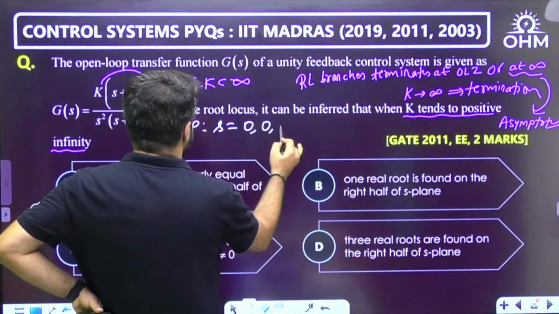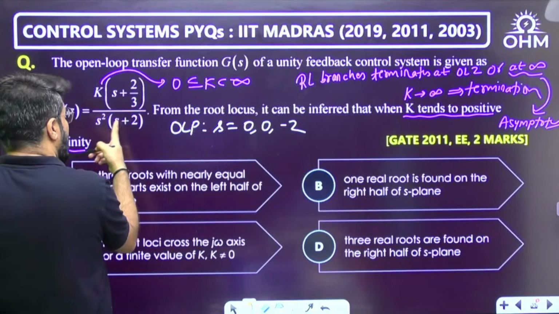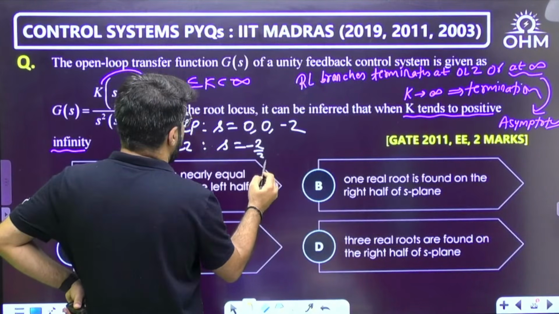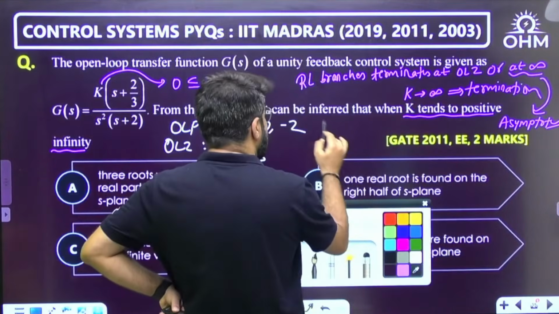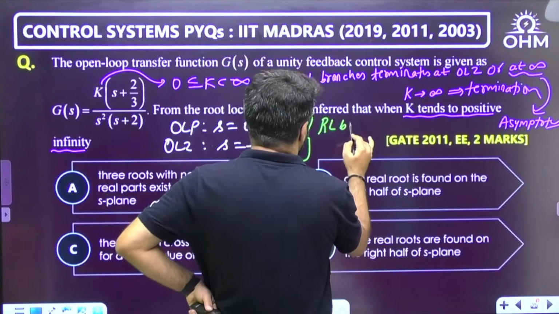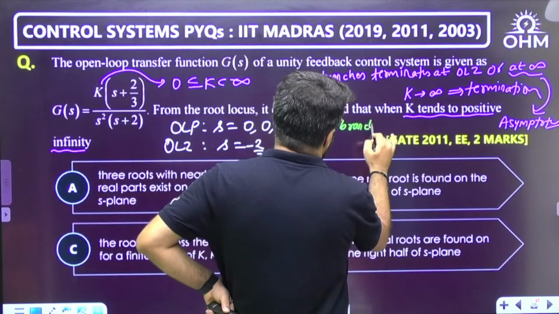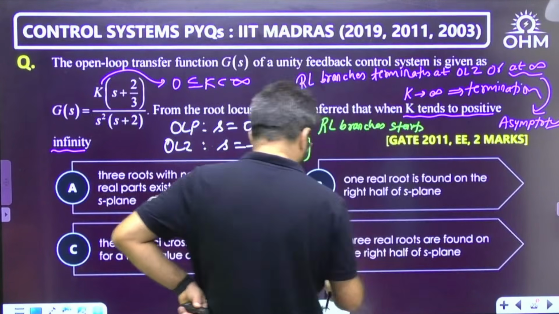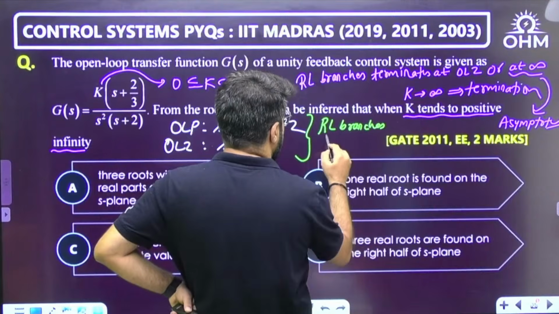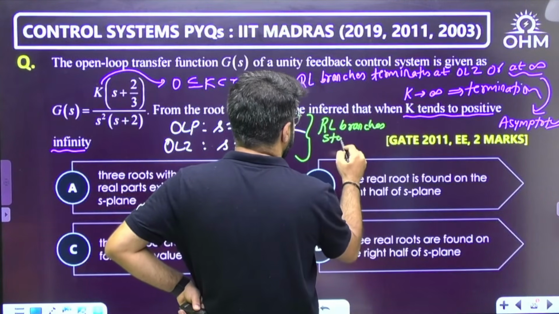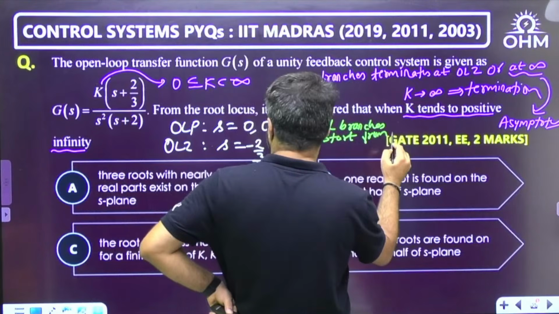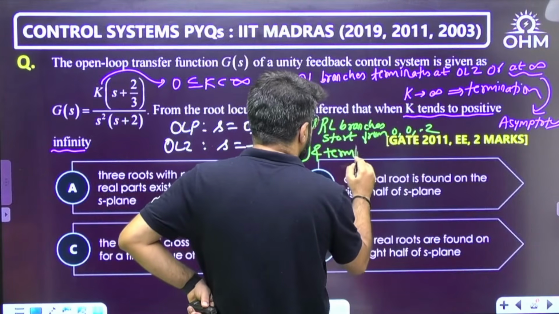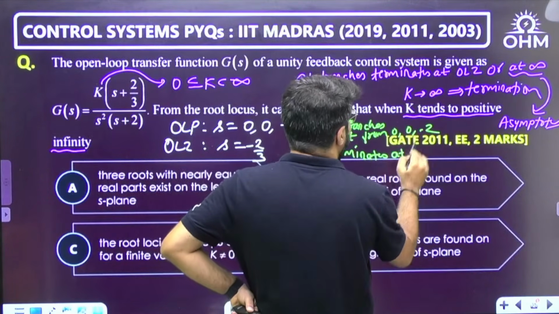Now see here, in this question, what are the open loop poles? S equal to 0, 0, minus 2. Repeated pole at origin and minus 2. What are the open loop zeros? Open loop zero is minus 2 by 3. So for this particular question, there are 3 branches, and root locus branches start from 0, 0, minus 2, and terminate where? Terminates at the open loop zero.